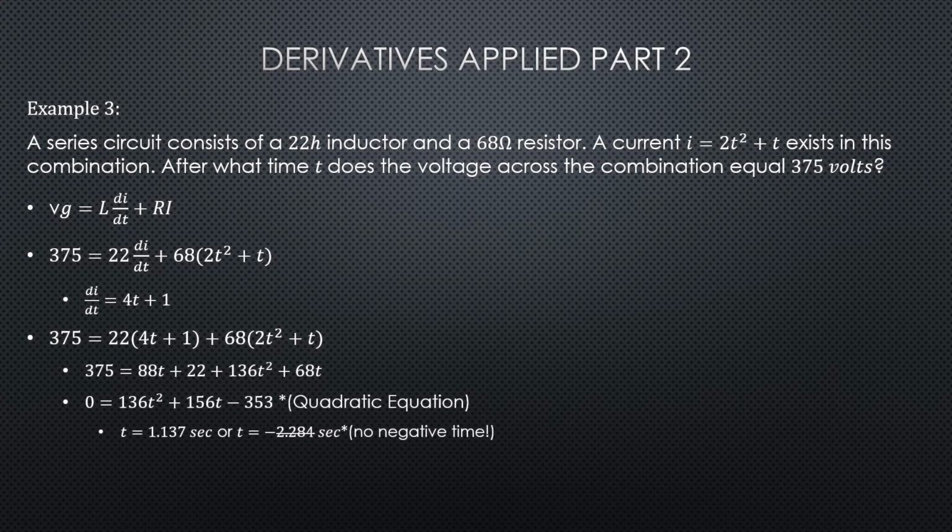Now, this equation has a T squared in it, so as soon as you see the T squared and the T, set everything equal to 0, and you end up with 136T squared plus 156T minus 353. So we should be able to spot that and say, okay, we can use the quadratic equation to solve for T. And we get 2 T's whenever we use the quadratic equation. We've got a T equal to 1.137 seconds or a T equal to minus 2.284 seconds. And we know that there's no such thing as negative time, so our final answer is T equals 1.137 seconds.